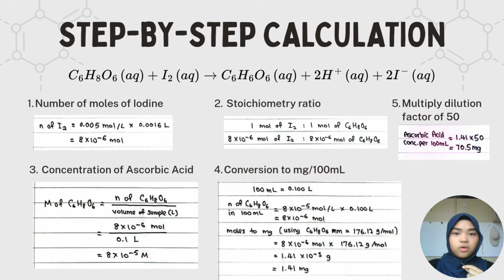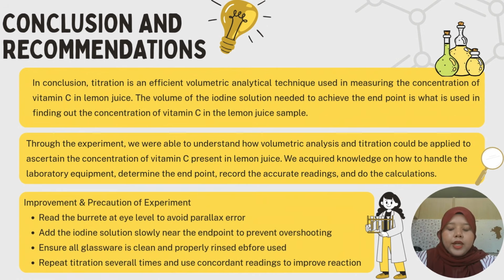Lastly, the concentration is converted to milligrams per 100 ml using the molar mass of ascorbic acid, 176.12 grams per mole. The new concentration value is calculated to be 1.41 mg per 100 ml. Note that the dilution factor is 50. After multiplying by 50, it is concluded that there are exactly 70.5 mg of ascorbic acid in 100 ml of pure lemon juice. Last but not least, titration is an effective volumetric analysis technique for determining the concentration of vitamin C in lemon juice. By measuring the volume of iodine solution needed to reach the endpoint, we can accurately calculate the amount of vitamin C present in the sample.